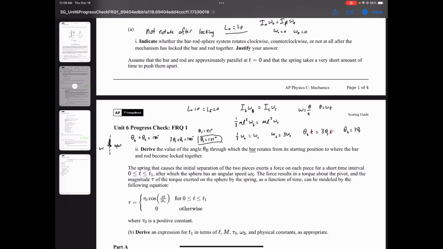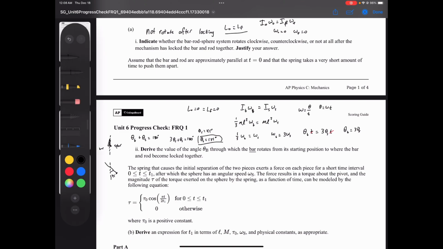So 135 degrees. And if you think about it, I'm going to draw the after picture. The sphere is going to rotate about 45 degrees. So here's going to be the sphere, that's the 45 degrees for the sphere. And then the bar is going to rotate from its initial position. That's my bar, and that bar rotated 3 times as much, which is 135 degrees, totaling 180 degrees. So that's part 2 of part A.